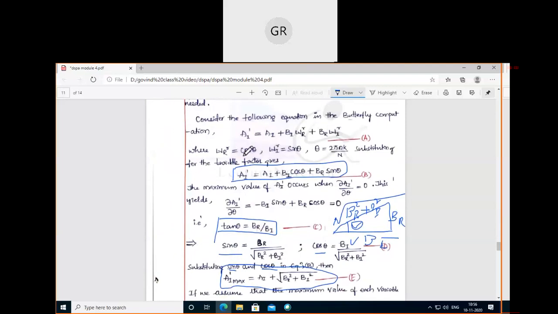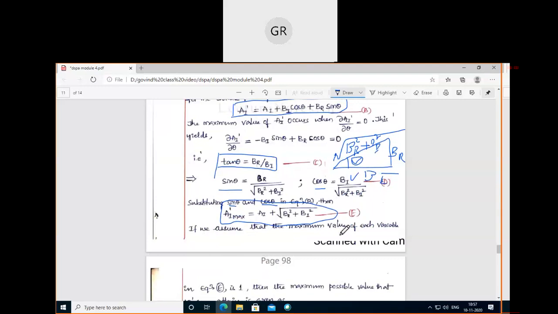Now substitute WR and WI as cos theta and sin theta, with theta value 2 pi n into k divided by n, in this equation. We get the maximum value when we differentiate AI dash with respect to theta and set it equal to 0. After differentiation we get tan theta. Derive the sin theta and cos theta values and substitute them in the above equation, equation number B. Then we get the maximum value, which is AI plus square root of BR square plus BI square.